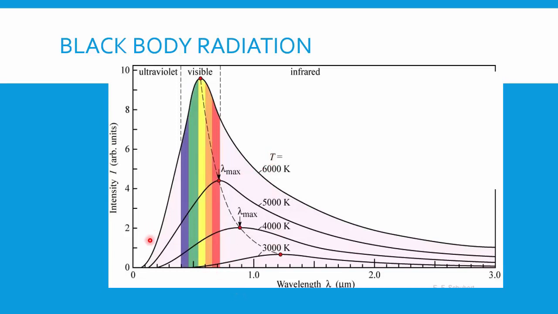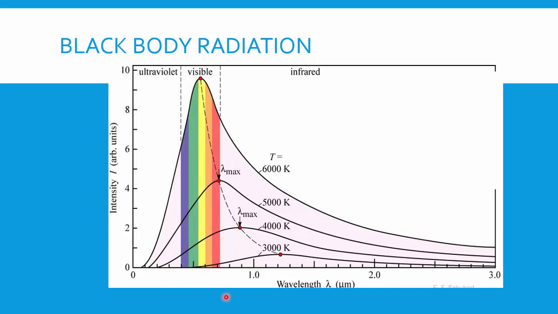Physicists tried to explain this with the available physics. They used thermodynamics and whatever physics was known to them, but they could not explain the entire curve. Two well-known groups of scientists came forward and tried to explain it. One was Wien. He could explain the increasing part, that means the lower wavelength region, and Rayleigh and Jeans could explain the decreasing part of the curve, that means the higher wavelength region. But neither group could explain the entire curve.